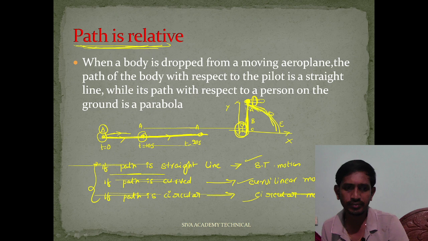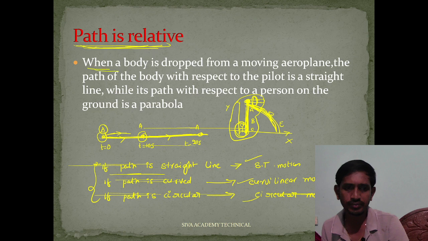The path of the stone or object is here, the path from observer to observer. So the path changes. The shape of the path changes. That's why path is relative.